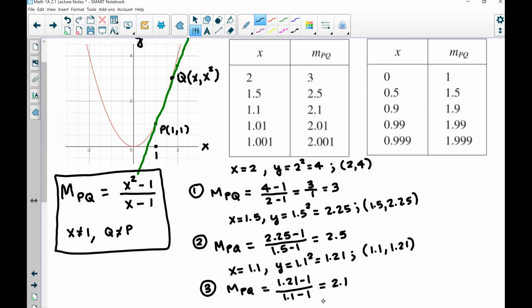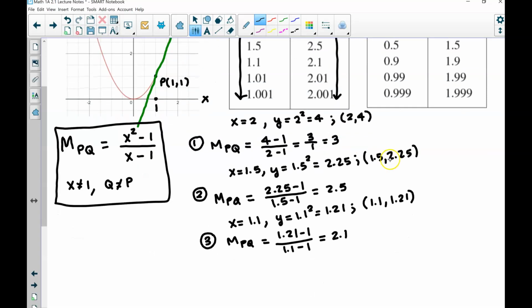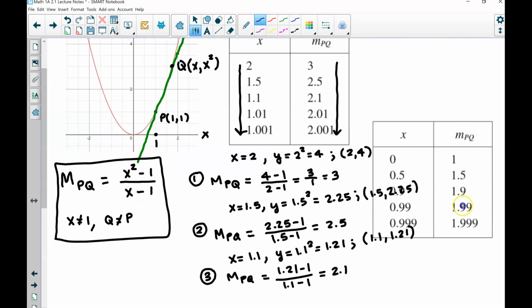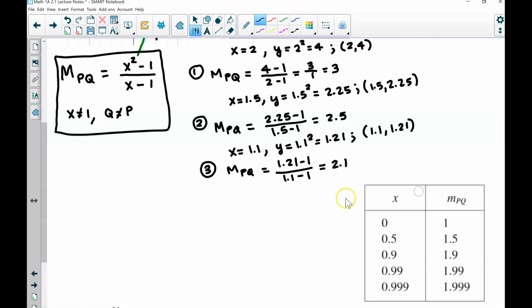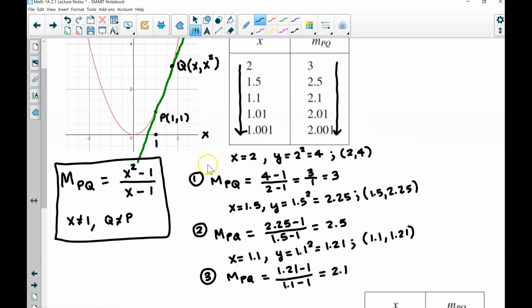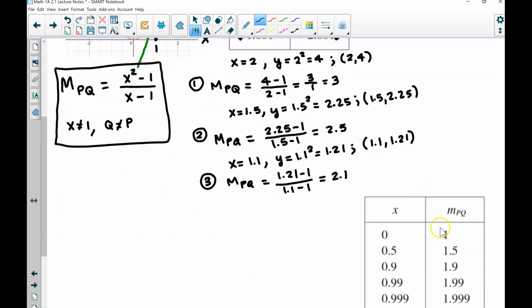So as you can see, as x gets closer and closer to 1, the slope is getting closer and closer to 2. Now let's look at this other table here. Again, this is going from the value of 2 approaching the value of 1. Now what happens on the other side when we're going from 0 to 1? Let's take a look at that.